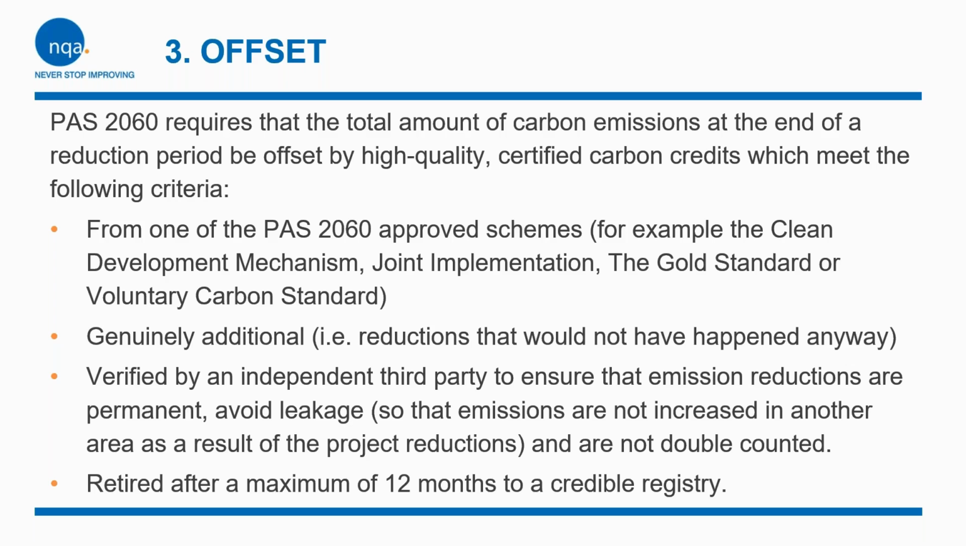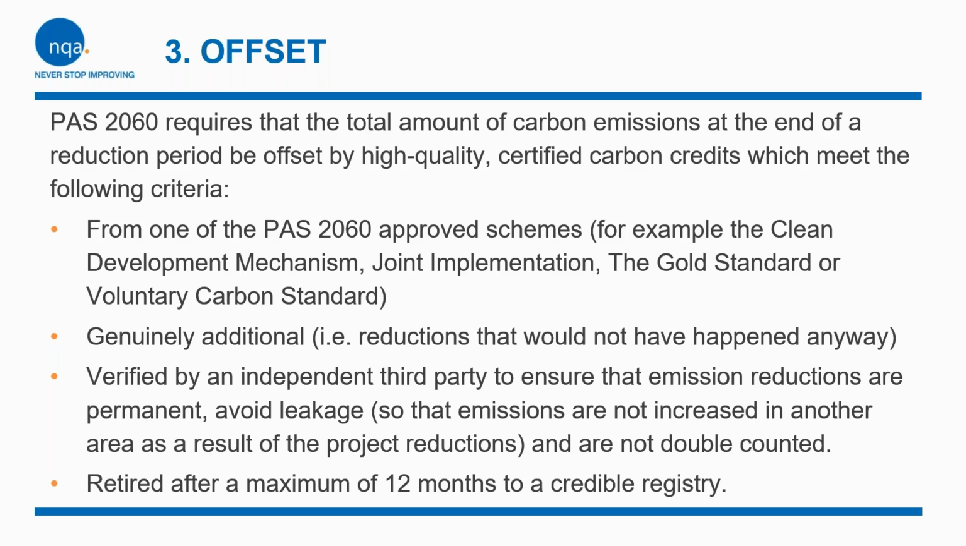Unsurprisingly, wherever there's money to be made, there will be people who unscrupulously try to make money out of it, and carbon offsetting has become one of them. However, as we'll see on the next slide, there are a number of assurance schemes. The cost of offsets varies considerably, and it is a market of supply and demand, so it does change quite a bit. So PAS 2060 requires the total amount of emissions to be offset by high quality certified credits, which meet the following criteria.